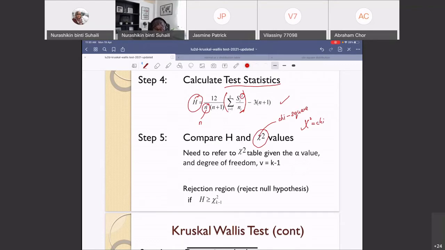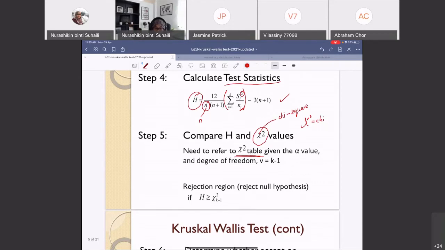I've uploaded it on Elite, right? So you should refer to that table, the chi-square distribution table, in order to find the chi-square values. Why do you need the chi-square values? Because you need to compare with the H value that you got in step 4. So compare the H and chi-square value. The chi-square value is obtained from the chi-square distribution table.